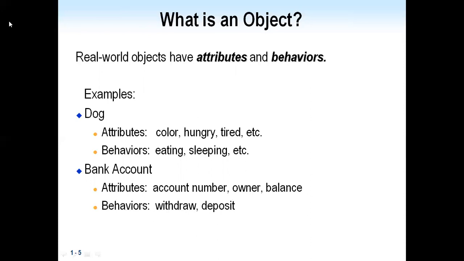Suppose a living thing or non-living thing is performing some action. Action means performing some operations. For example, a dog has some attributes, that is, some color, hungry, and tired. It also has some behavior. Behavior means it performs some operations, that is, eating, sleeping, etc.